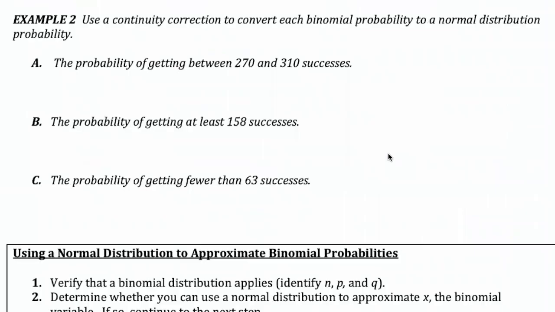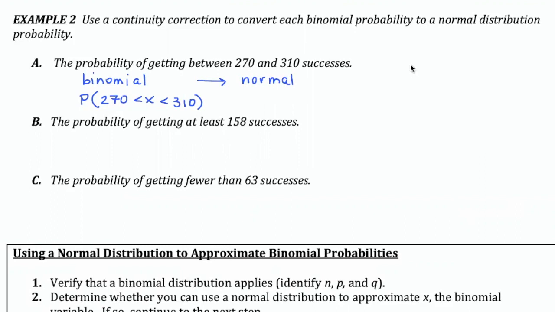All right, example 2 says use a continuity correction to convert each binomial probability to a normal distribution probability. So my binomial probability is being given. So for instance, the probability of getting between 270 and 310 successes would just be written this way. I want to convert that to a normal distribution probability.